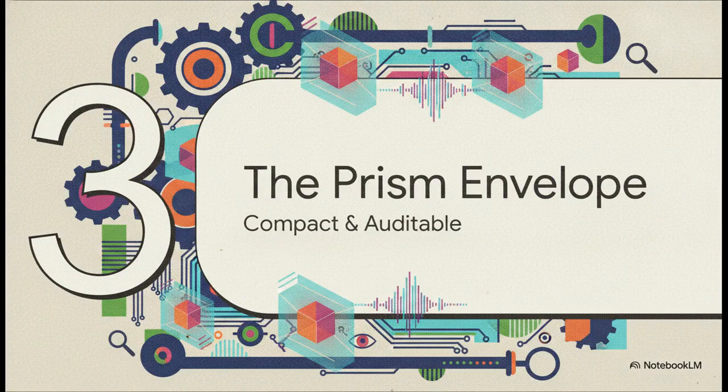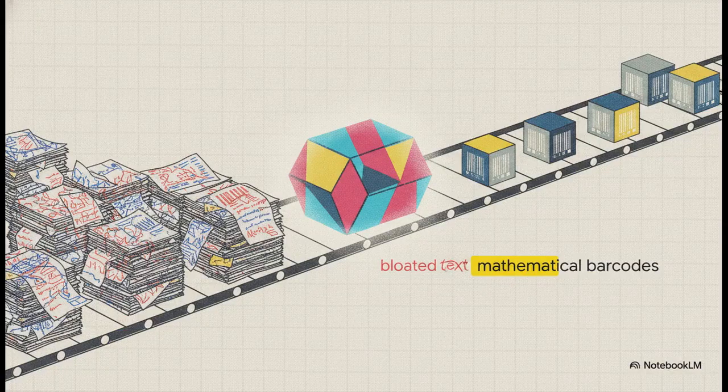Section 3. The Prism envelope solution. We know what PrismLang is, but let's dive into the actual mechanics of how this middleware packages the handoff data. I like to use a factory assembly line analogy here. Imagine replacing heavy, bloated, multi-page text memos between factory stations with tiny, scannable, mathematical barcodes. Each station, or agent, still reads and produces rich text to do its own specific job.